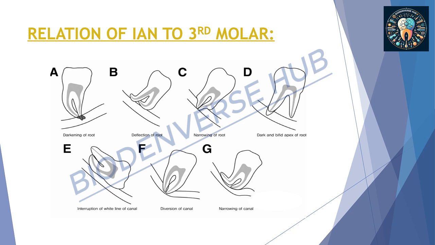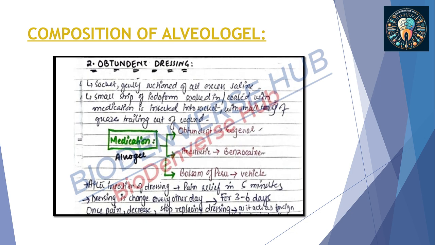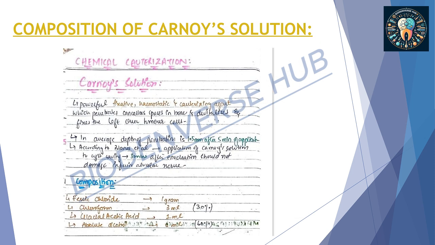Okay, so then you were asked about the composition of alveolar gel, which is usually composed of the obtundent, that is eugenol, the anesthetic agent, that is benzocaine, and the balsam of Peru, that is the vehicle. Another station about the composition of Carnoy's solution can also be asked, in that it includes the ferric chloride 1 gram, chloroform 3 ml, the glacial acetic acid 1 ml, and the alcohol, that is 6 ml.